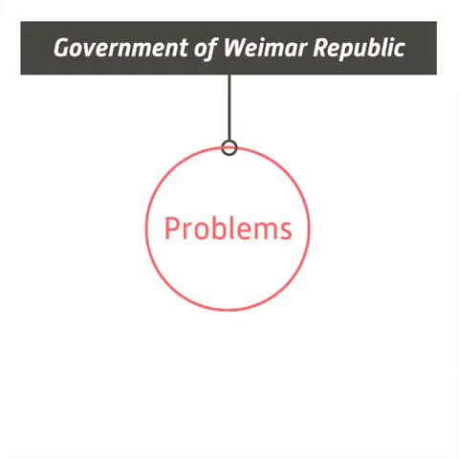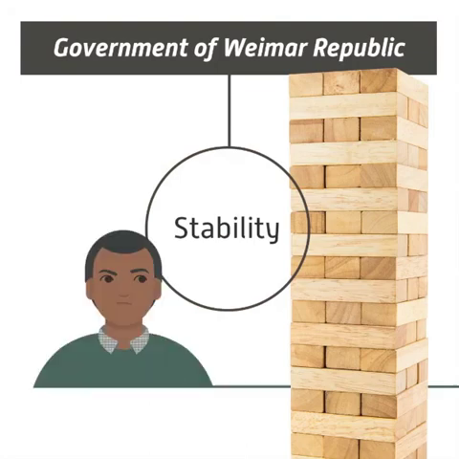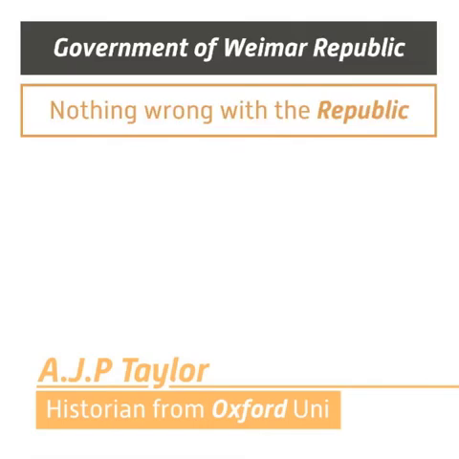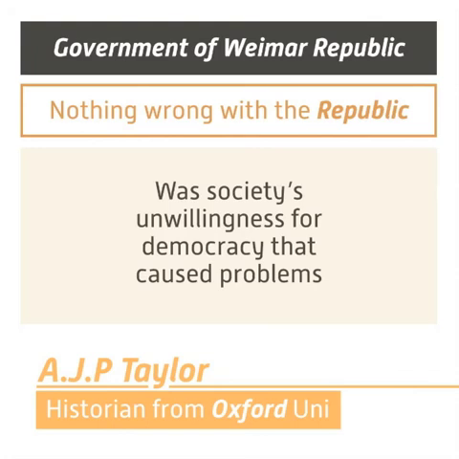As a result, the government of the Weimar Republic faced numerous problems. However, the stability of the Republic has long been questioned and debated by historians. A.J.P. Taylor, a historian from Oxford University, maintained that there was nothing wrong with the Republic. Rather, it was the society's unwillingness for democracy that caused problems.